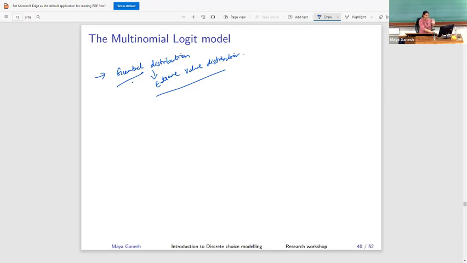I'm showing this in Stata because I'm comfortable in Stata, but all of them today, R, Python, have packages written for binary logit, for multinomial logit, etc. Okay, so here I have an example, right?